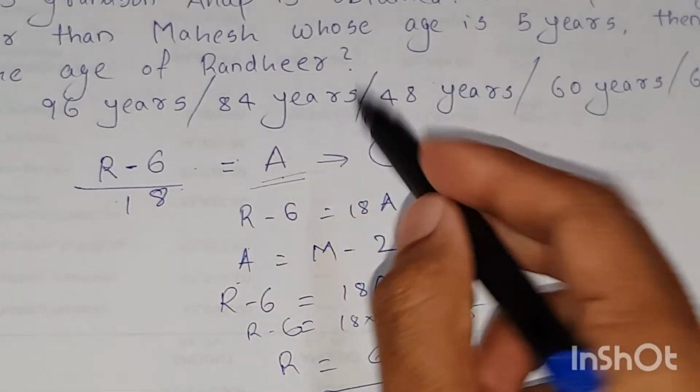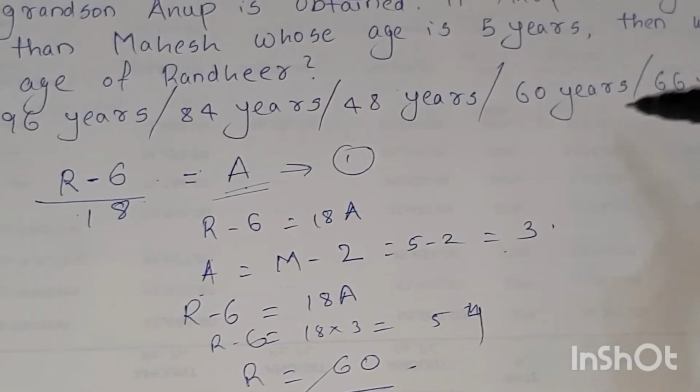So the question is, what is the age of Randhir? Randhir's age is 60 years. So the option is the fourth option.